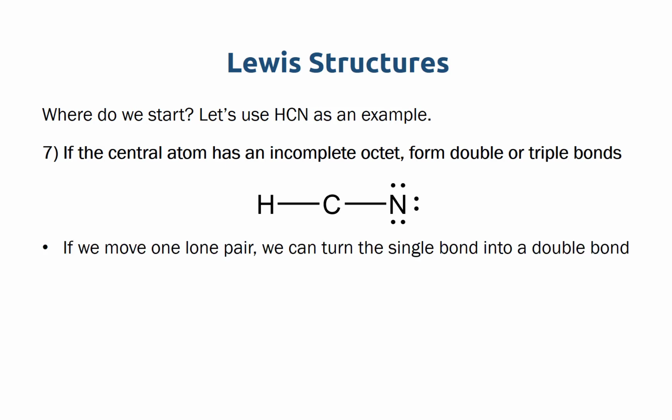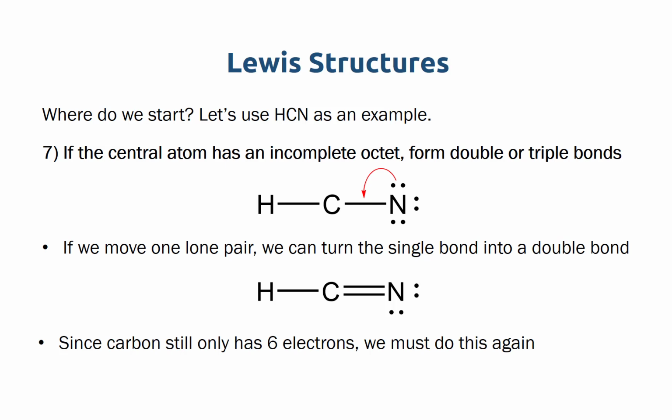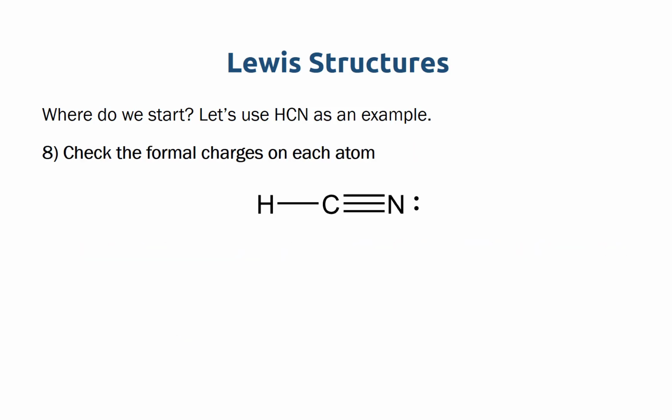We can do that by moving lone pair electrons into bonds like this. We can take those 2 electrons to form a double bond between carbon and nitrogen. Now carbon has 6 electrons in bonds, so we need to do this one more time. Those 2 electrons are getting moved into a bond, and then that is going to form our molecule. So now carbon and nitrogen both have 8 electrons. Hydrogen has 2 electrons, and we've used all 10 electrons that we were allowed to use.